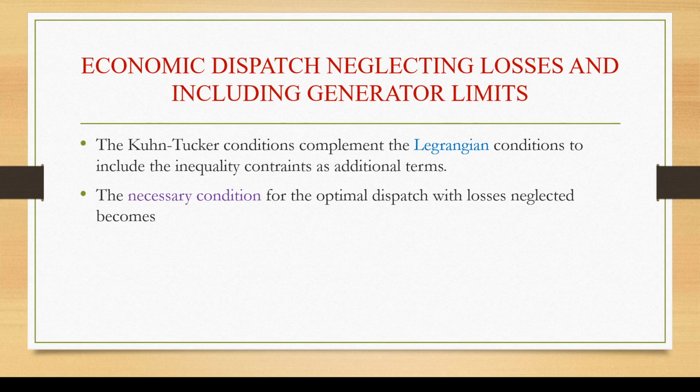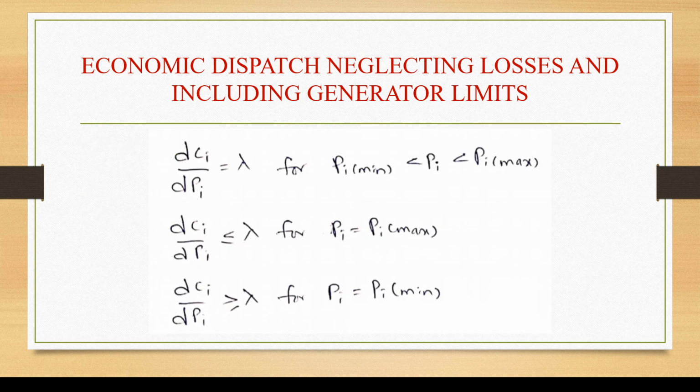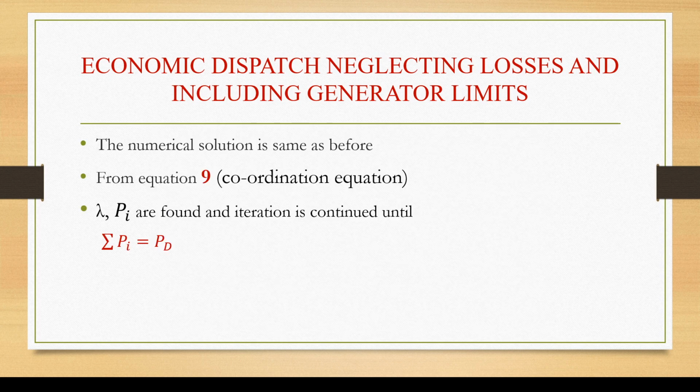The necessary condition for the optimal dispatch with losses neglected will become dCi by dPi equal to lambda for Pi lying between Pi minimum and Pi maximum. Next, dCi by dPi is less than or equal to lambda for Pi equal to Pi max, and dCi by dPi is greater than or equal to lambda for Pi equal to Pi minimum. The numerical solution will be the same as what we did earlier without including the generator limits. From equation 9, the coordination equation, we can write summation Pi is equal to Pd.